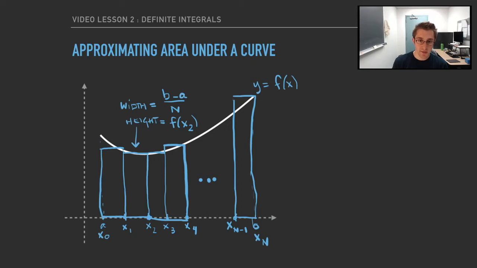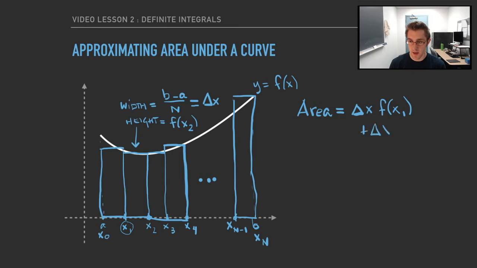To simplify things, we're going to call this b minus a over n delta x. It's the interval width. So we get our area approximation to be this. It's the area of the first rectangle. The first rectangle has base delta x, and the height of it is f of x1, right? That's the right endpoint of the first rectangle. And then we're going to keep adding rectangle areas, and we add all of them up.